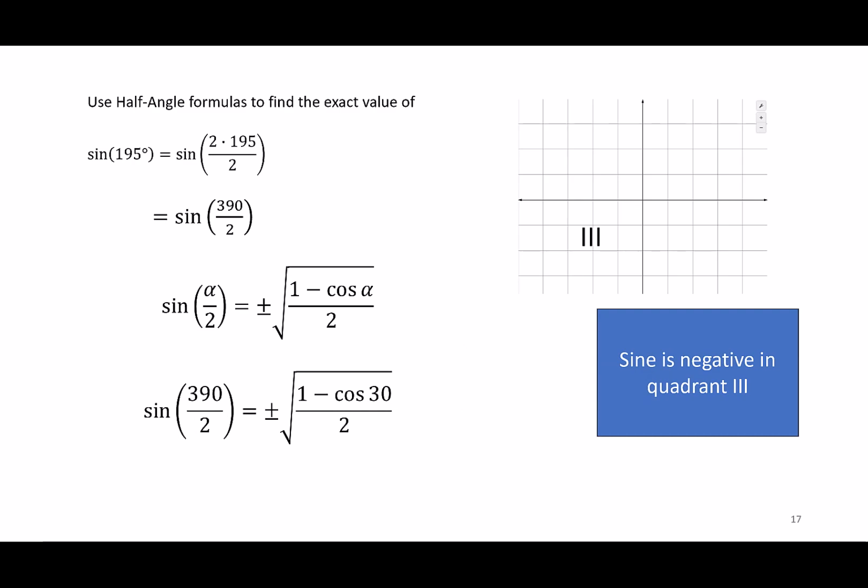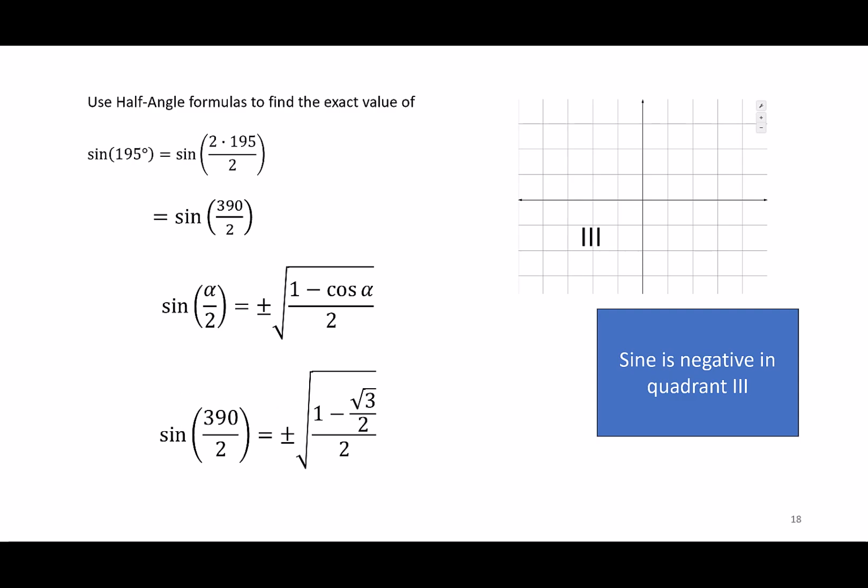Cosine of 30 is the square root of 3 over 2. Now I have plus or minus the square root of 1 minus the square root of 3 over 2 divided by 2. I want to get rid of this complex fraction, and I want to rationalize the denominator. My first step will be to look at the numerator. I want to combine the 1 and the negative square root of 3 over 2. I'm going to turn the 1 into 2 over 2, and then I'll combine the numerators. Now I have plus or minus the square root of 2 minus the square root of 3 over 2 divided by 2.